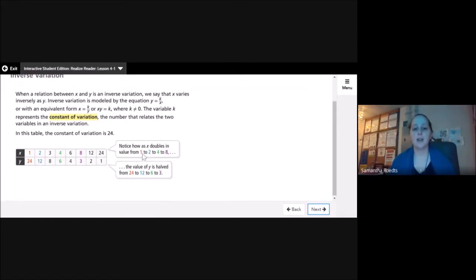So in this table, the constant of variation is 24. So when I multiply, notice that as x doubles in value from 1 to 2 to 4 to 8, the value of y is halved from 24 to 12 to 6 to 3. When I multiply these, I get 24. That's my constant of variation.